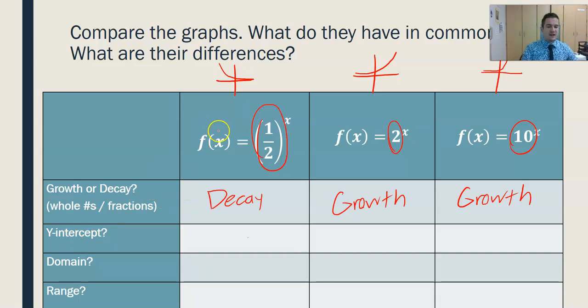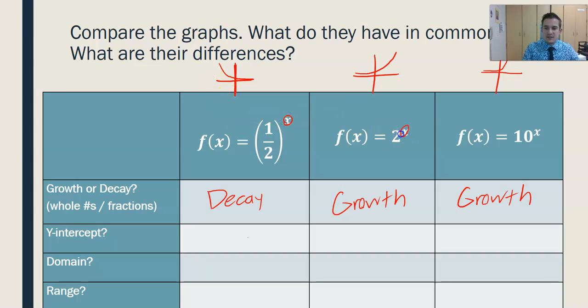Next, we want to find out what the y-intercept is. If you notice on these graphs back here, well, we won't go back for now. The y-intercept is where I touch the y-axis. And when I touch the y-axis is when x is equal to 0. Right here is where x is equal to 0.